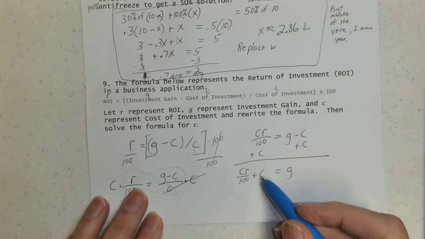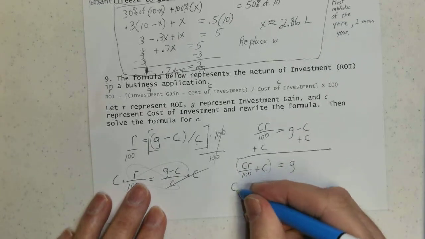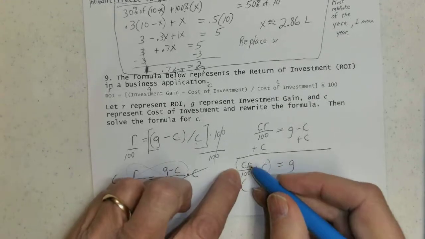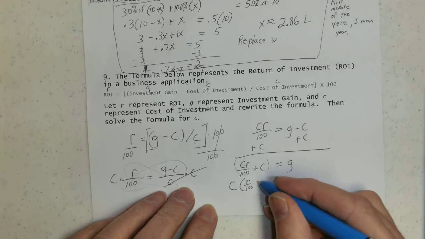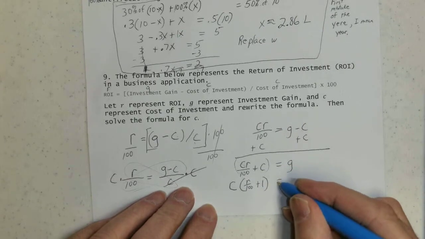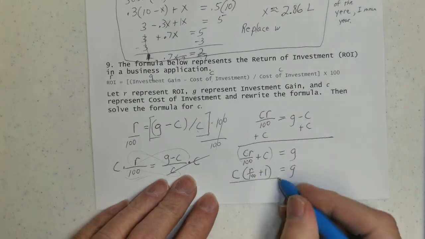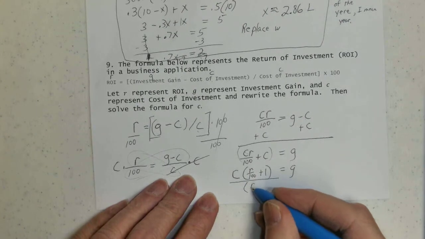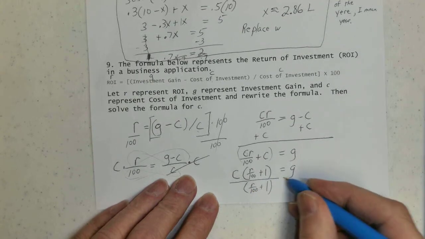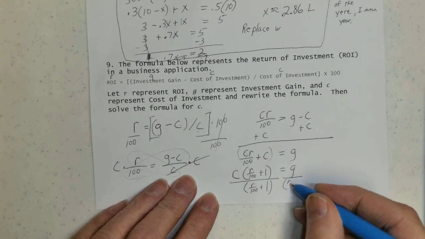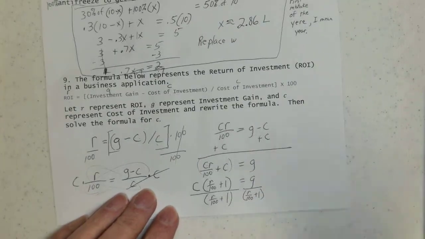And I am going to actually factor out a C from both these terms. I'm going to put C right here. Now, this is C times R over 100, so this is R over 100, and then plus 1, and that equals G. And now I'll divide by R over 100 plus 1 on both sides. Now I've got C by itself.